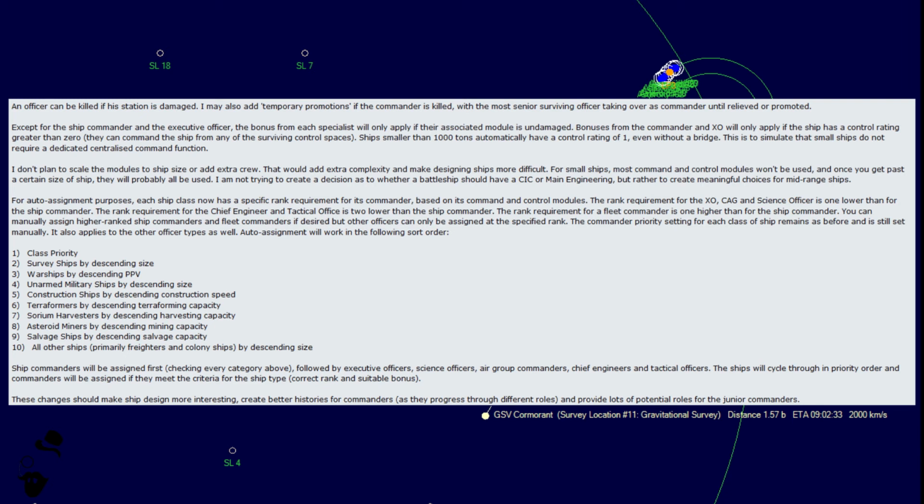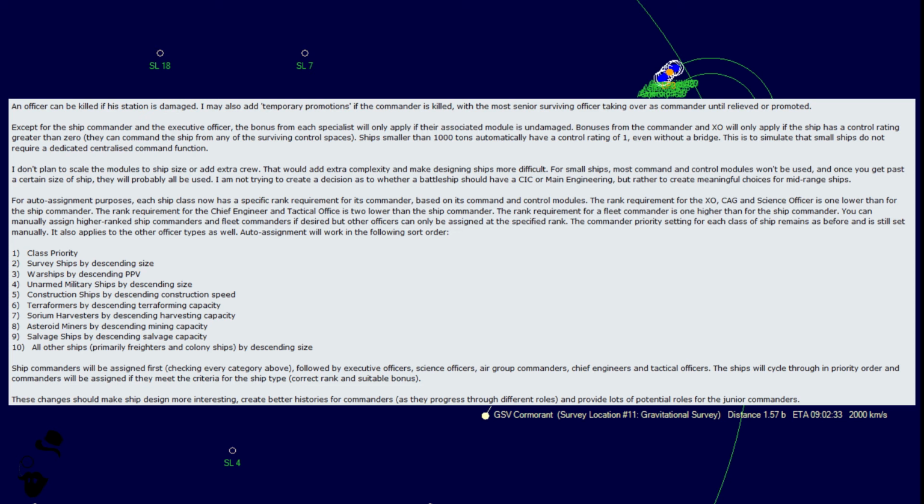For auto-assignment purposes, each ship class now has a specific rank requirement for its commander based on its command and control modules. The rank requirement for the XO, CAG, and science officers is 1 lower than for the ship commander. The rank requirement for the chief engineer and tactical officer is 2 lower than the ship commander. The rank requirement for a fleet commander is 1 higher than for the ship commander.